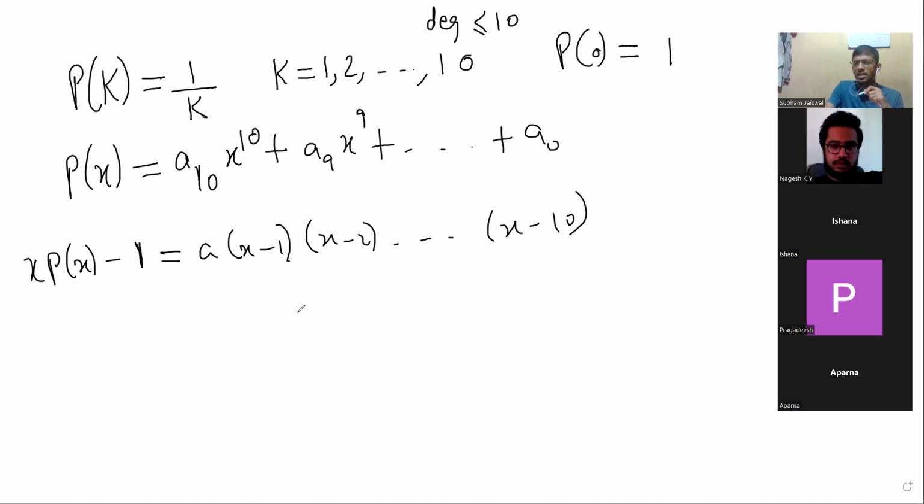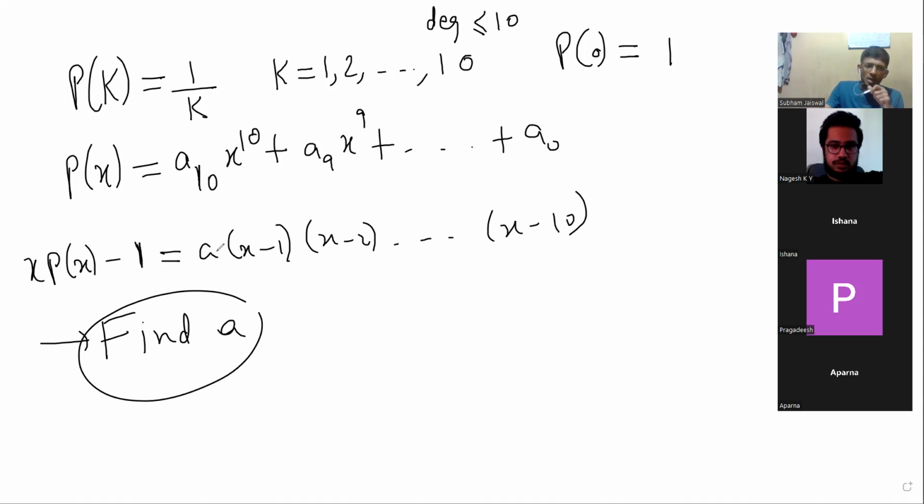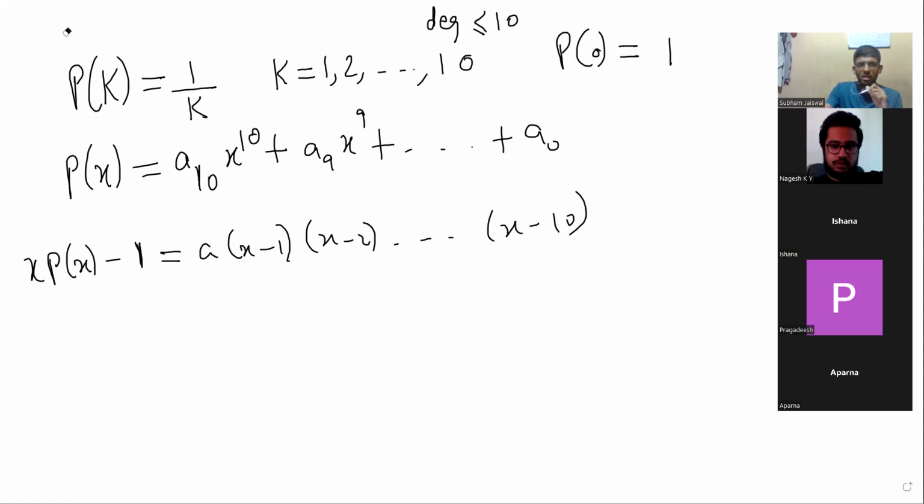And then literally there's nothing, right? Again, you just find A by putting 0. But let's see, is there a problem? Have I said something wrong? Let's see. So no, I don't think there is a problem. This is coming out good.